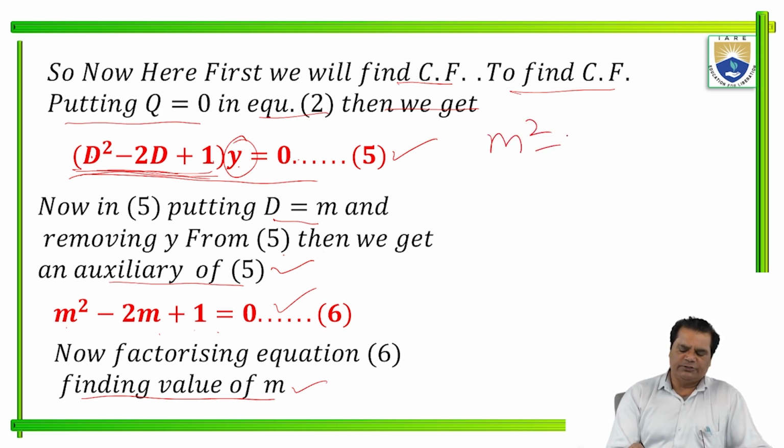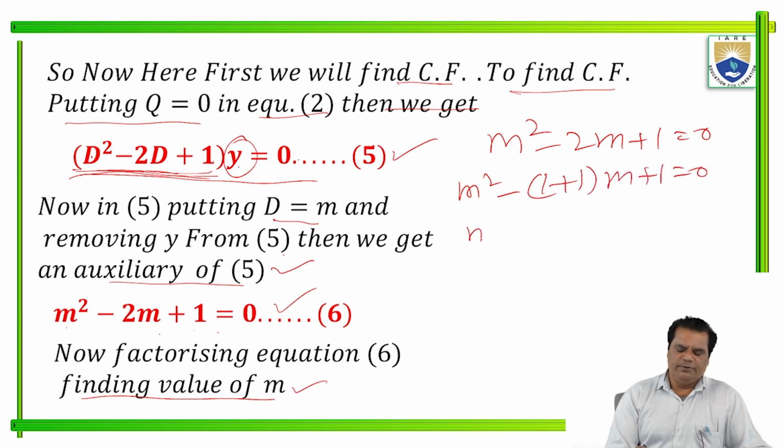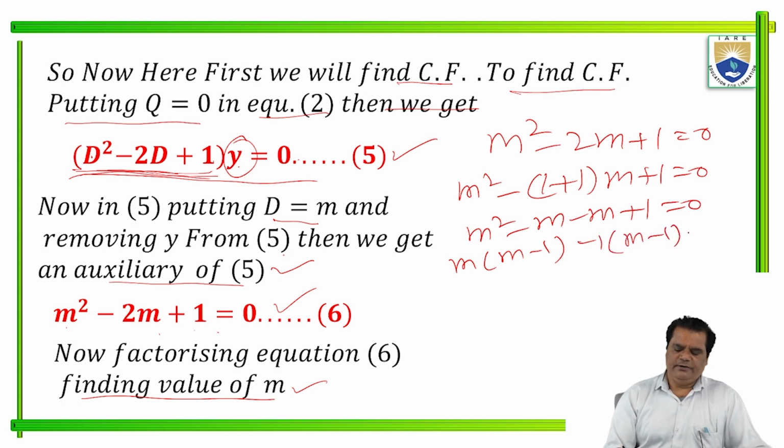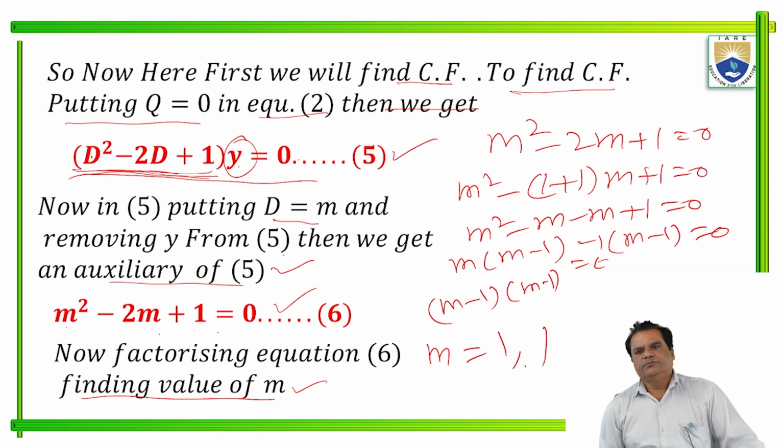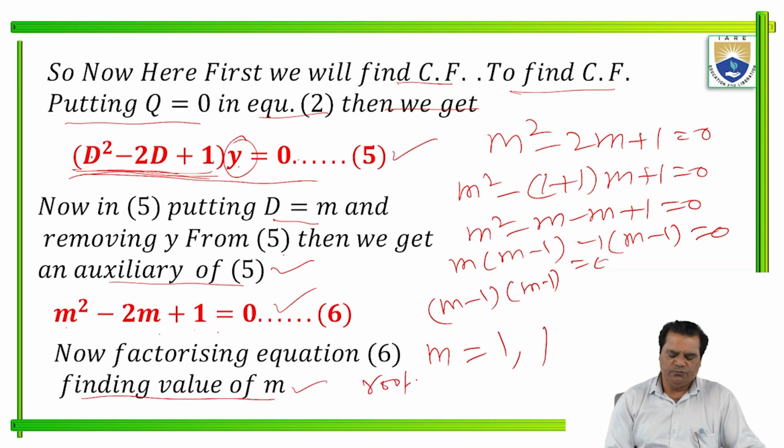This is m square minus 2m plus 1 equal to 0. So m square minus m minus m plus 1 equal to 0. So m is common, (m minus 1) common: (m minus 1)(m minus 1) equal to 0. So here the value of m is 1, 1. Means the roots are equal here.